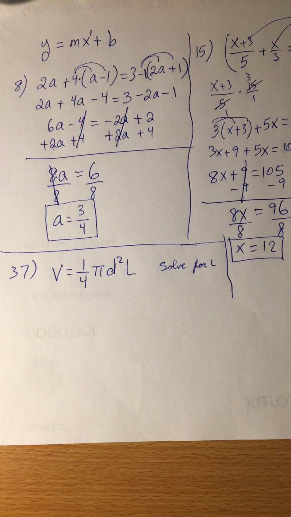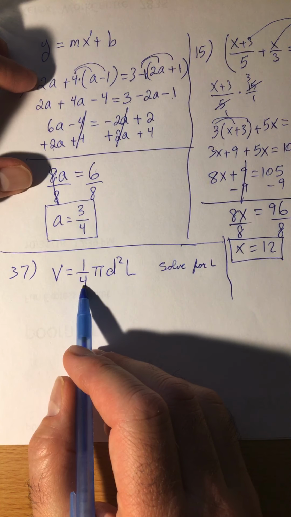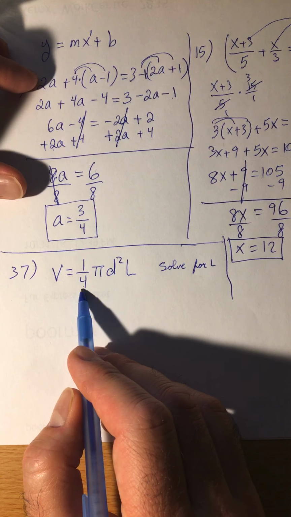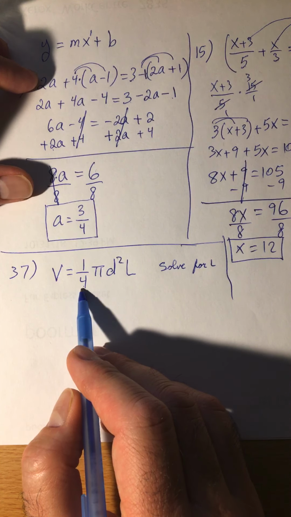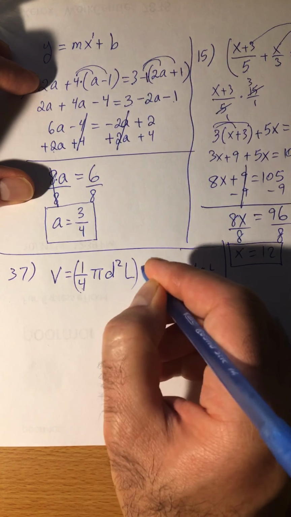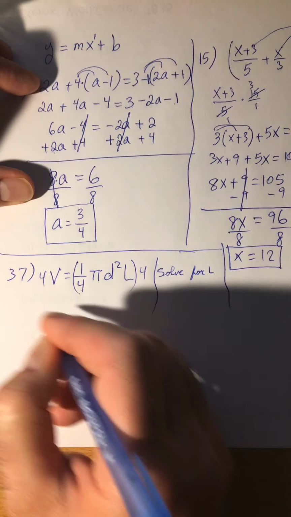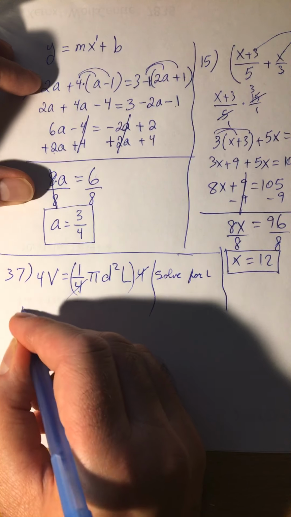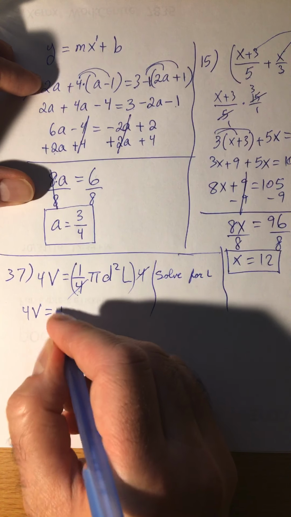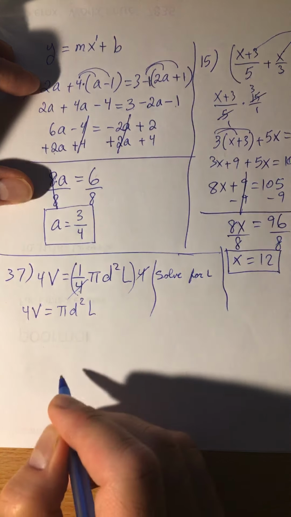The first thing you want to do is get rid of everything that is attached to L, so you can get L by itself. So we want to get rid of 1/4. So 1 is being divided by 4. What's opposite of division? Multiplication. So I'm going to multiply both sides by 4. So the 4's cancel out. So you get 4v equals pi d squared L.